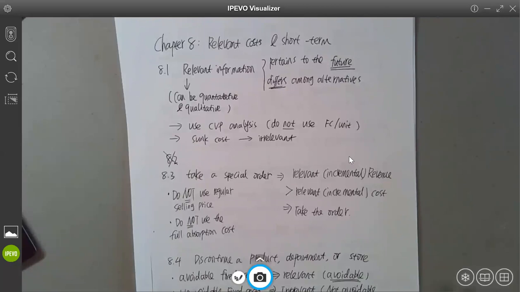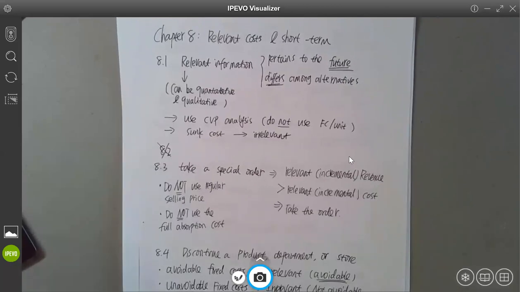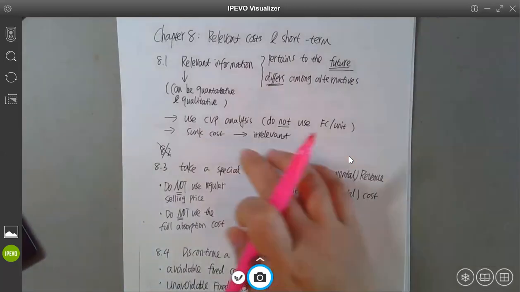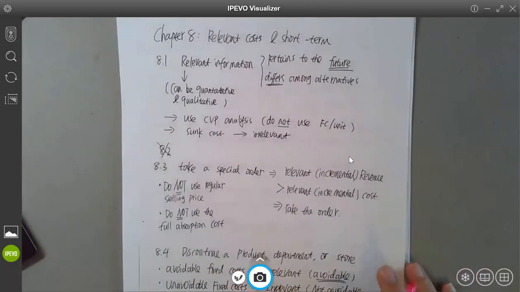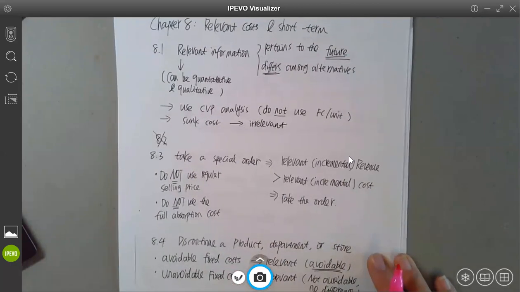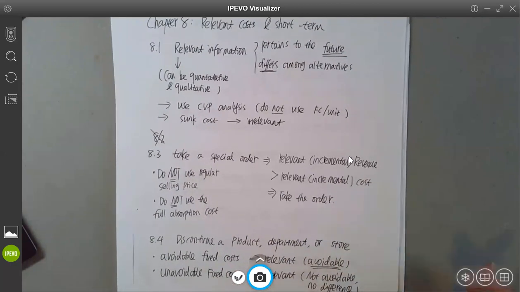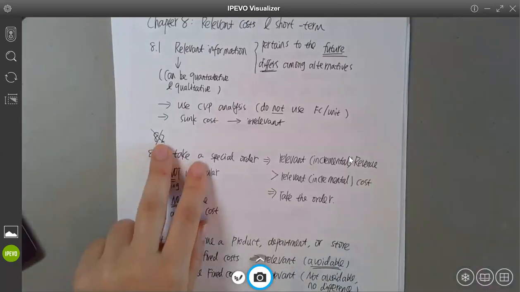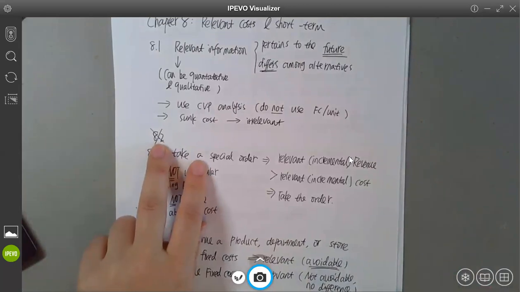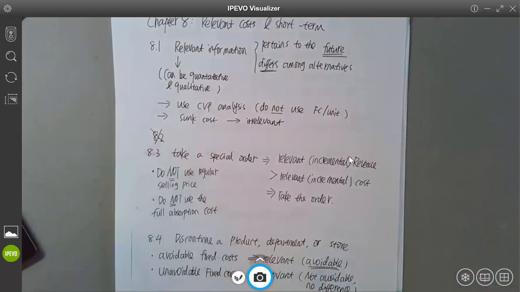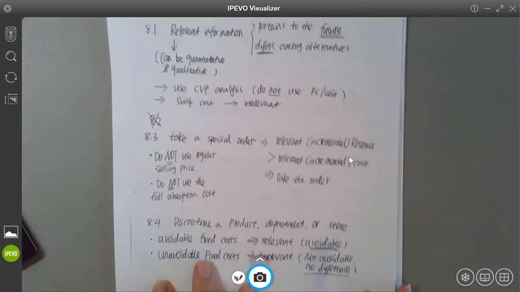We said when we do this, we should use CVP analysis. We never ever use a fixed cost per unit. You should know this one. And we also talk about how sunk cost is never relevant. You never cry over spilled milk because no matter what you do, you cannot get the milk back, right? Unless some magic happens, but it's hard. We didn't talk about learning objective 8.2. You do not need to know that one.